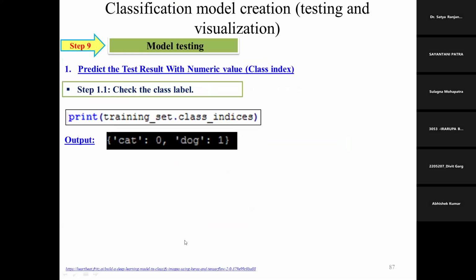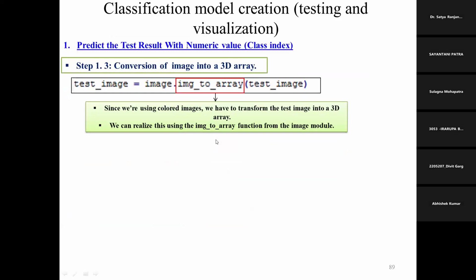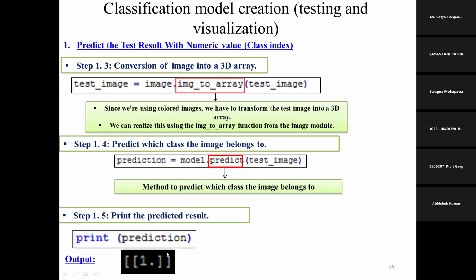How can I know? Because previously I have already checked. For us it is a dog and a cat, but for the model it might not be a dog or a cat. It can only know the binary value, in the 0 and 1 form. So the cat is taking 0, and the dog is taking 1, because I have printed what class indices it has taken. So as I have passed dog.jpg, you can see the model predicts 1, which means it is a dog.